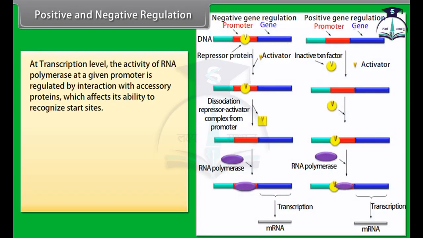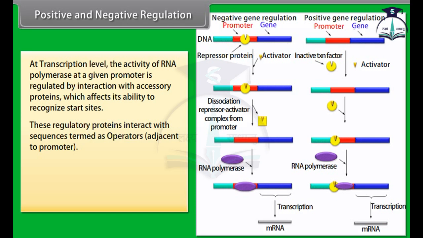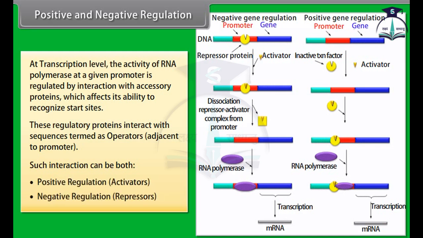At transcription level, the activity of RNA polymerase at a given promoter is regulated by interaction with accessory proteins, which affects its ability to recognize start sites. These regulatory proteins interact with sequences termed operators adjacent to the promoter. Such interaction can be both positive regulation, activators, and negative regulation, repressors.